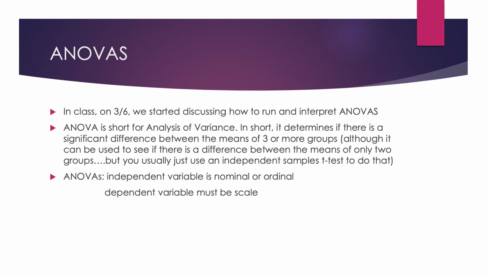So we talked about this in class the Friday before spring break, and we actually ran an ANOVA that day. To remind you, ANOVAs are short for analysis of variance. This test determines if there's significant differences between the means of 3 or more groups. You can do it when there's only 2 groups, but most of the time we would just use an independent sample t-test for that.